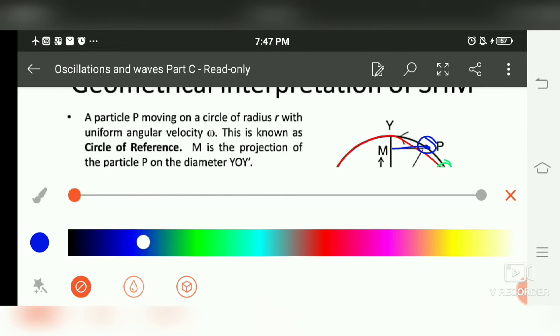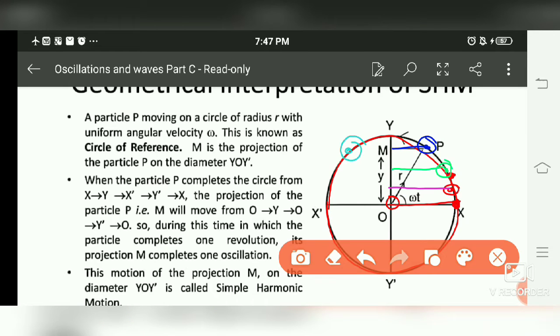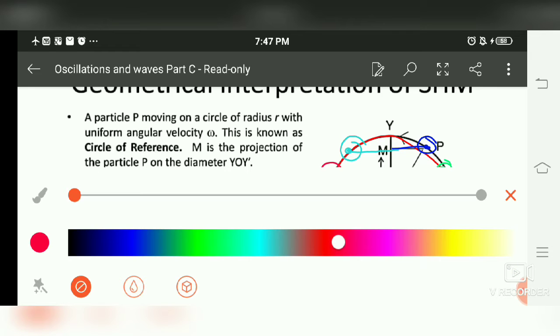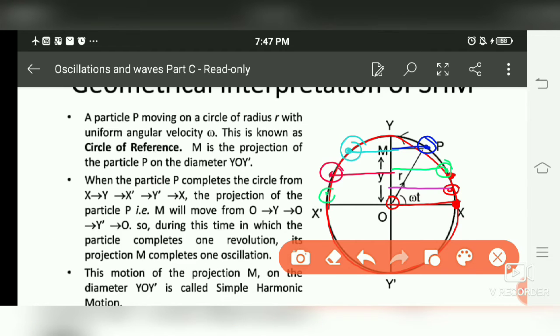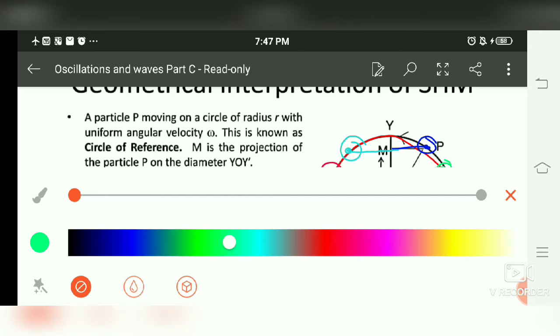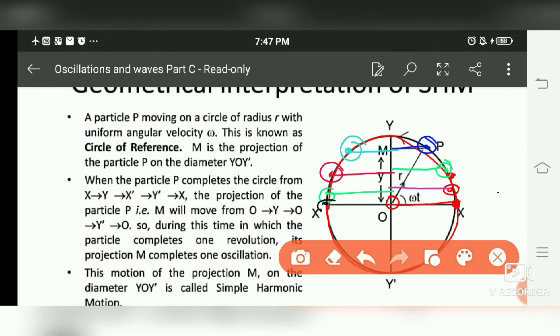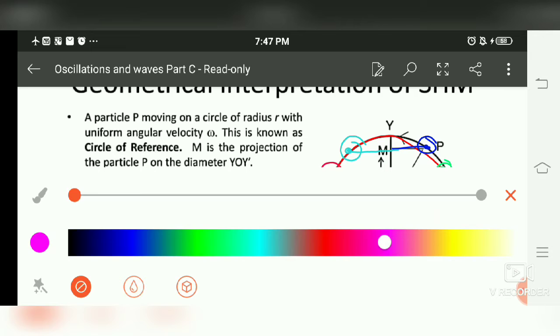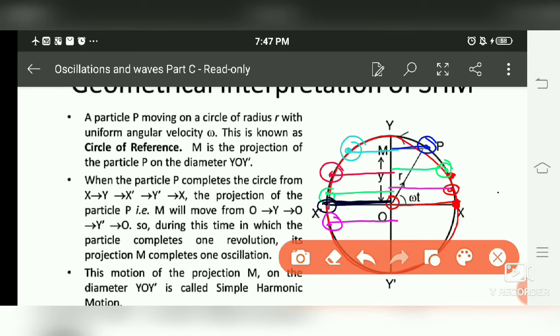Now if the particle rotates and comes to this side, its projection on the y axis is this. For the next, if the particle reaches here, the projection is here. When it reaches X dash, the projection is at this point. Next, if the particle moves here, its projection is here. We are taking the projection on the y axis. Similarly, when it rotates and comes to this point, the projection is here.